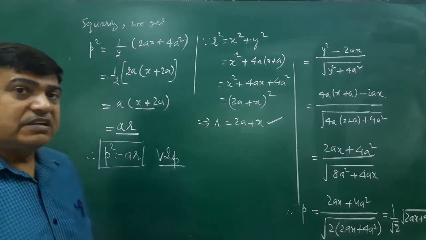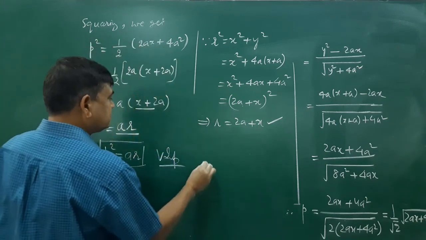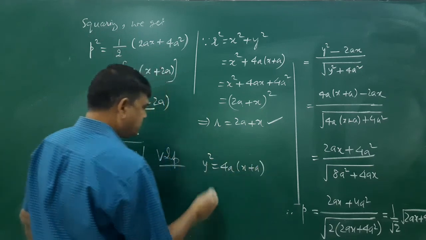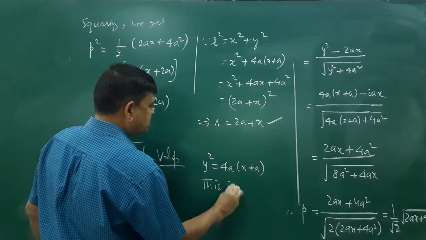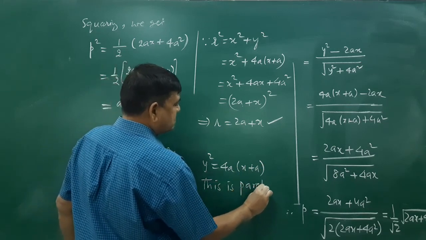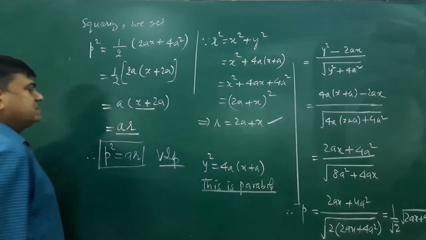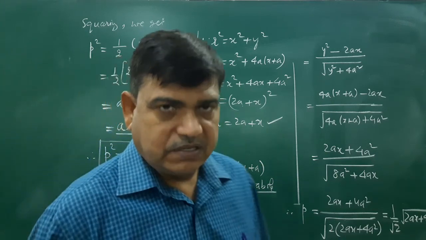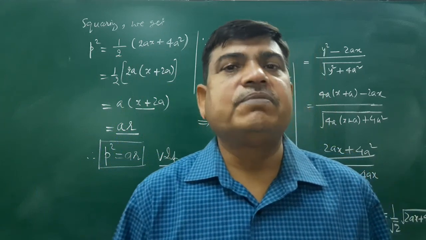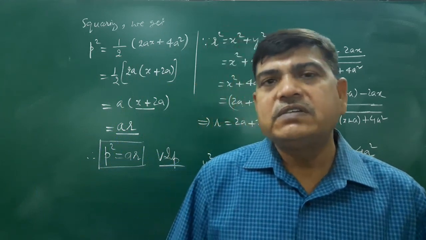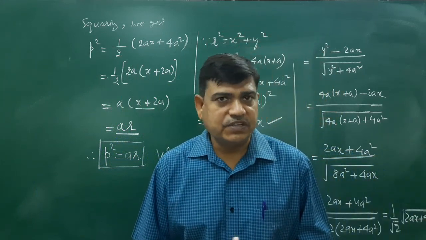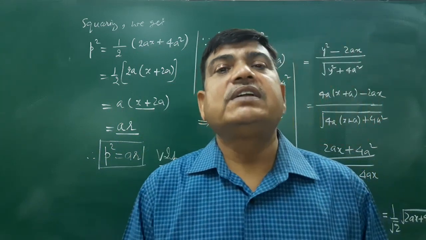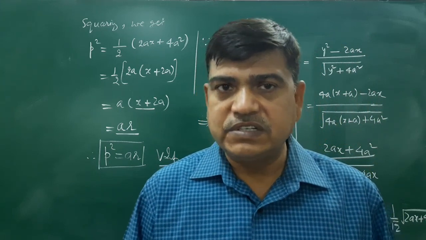Remember, this is the equation of parabola. Y square equals to 4a times x plus a. This is parabola. So this is the Cartesian equation of parabola and this is the pedal equation of parabola. So this is an important article. Every year one question is asked on pedal equation. So if polar equation is given, how to convert it into pedal? If Cartesian equation is given, then how to convert it into pedal equation?